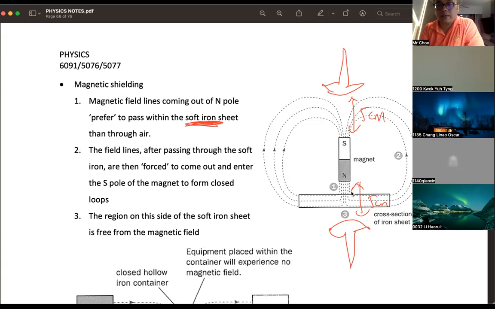Okay, so you'll go through to the left and right, it doesn't go straight through. It goes through in the direction of the shield or the sheet. So it will not go straight through, so there'll be no magnetic field below, and therefore this is called magnetic shielding.